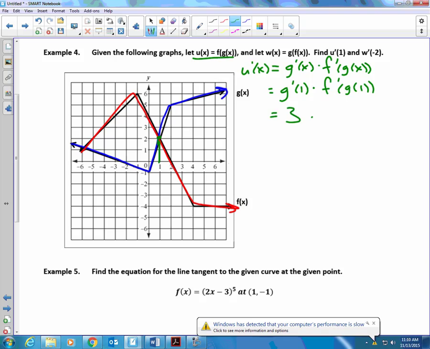times f prime of g of 1. Well, so that's f prime of, what does g of 1 mean? g of 1 means the location. Where is g at 1? It's at 2. So f prime of 2 means what is the slope of f at 2? Negative 2.